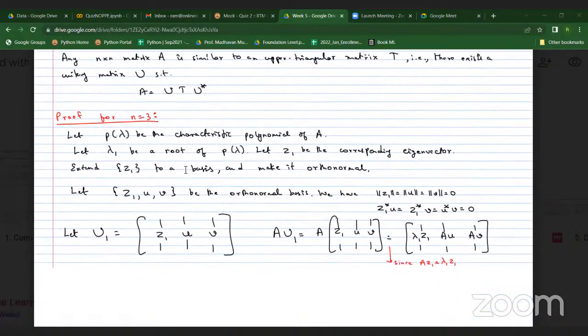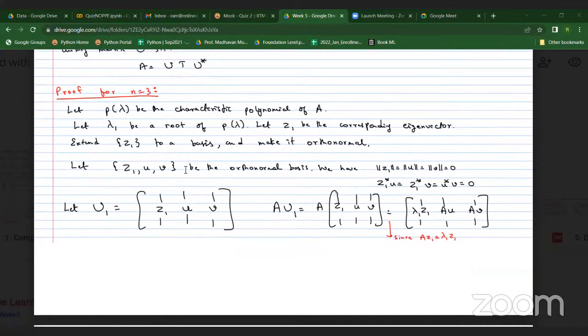Okay. You guys know what upper triangular matrix is, right? Do you know what upper triangular matrix is? Yes, sir.